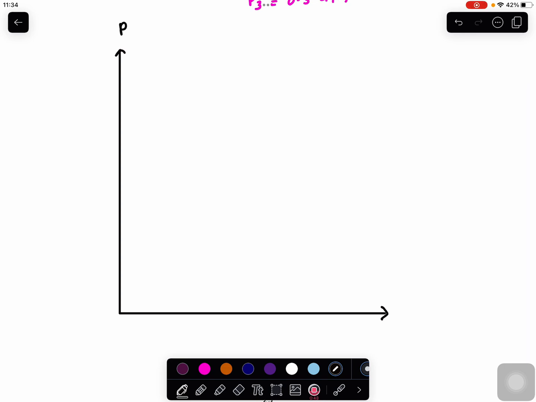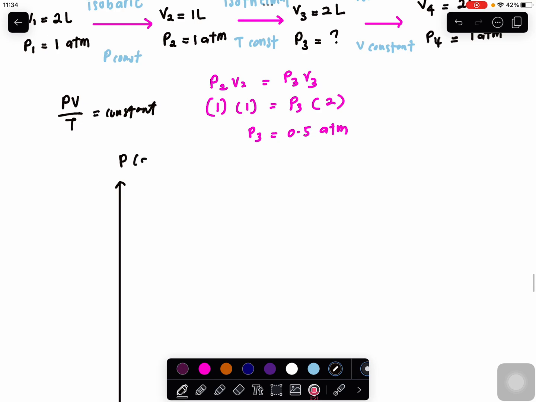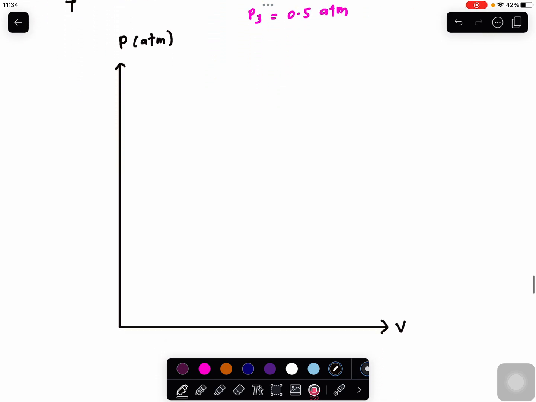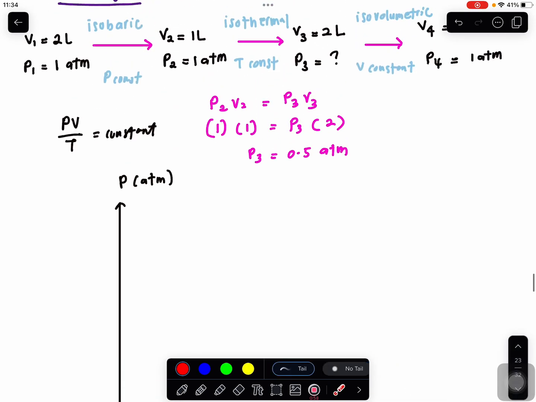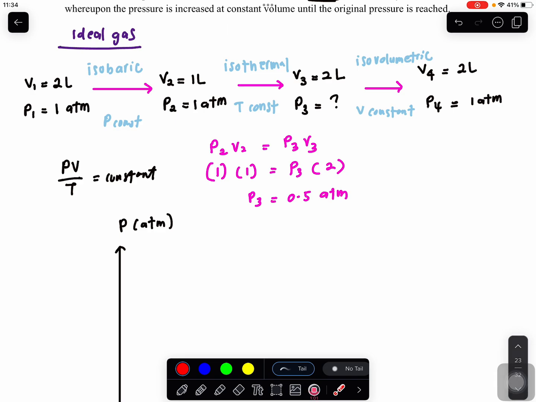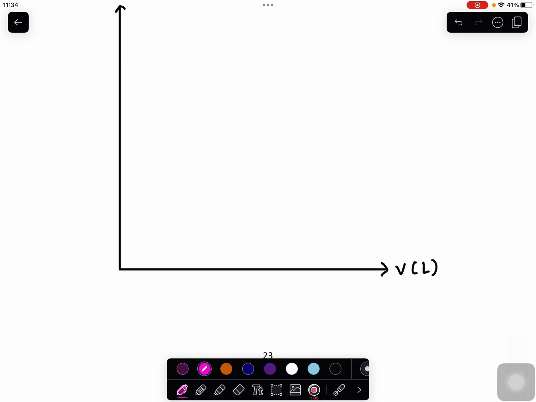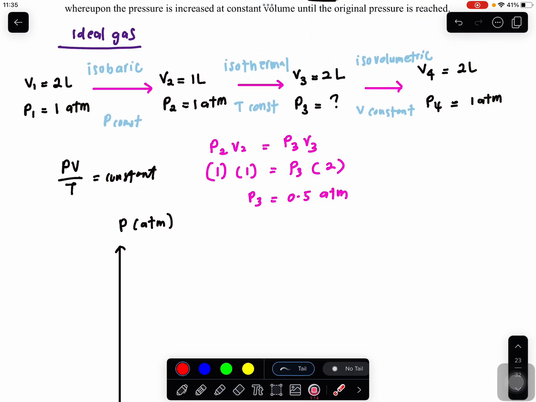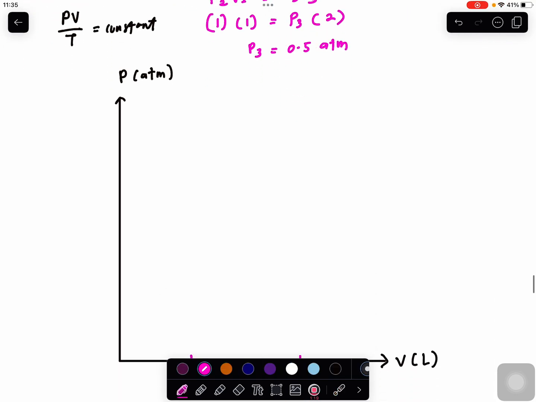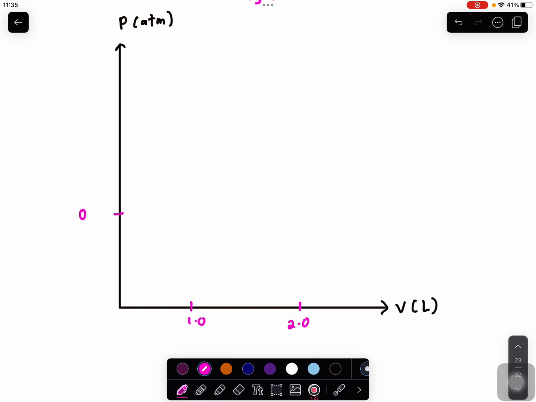Okay, P against V. So P dia bagi dalam ATM, V pula dia bagi dalam liter. So guna je lah value yang dia sudah bagi. Okay, so dekat sini kita tengok V kita ada 2, 1, 2, 2. So kita label 2 dan 1 sahaja. Okay, 1 liter dan 2 liter. Okay, untuk pressure pula kita ada 1, 1, 0.5, 1. So kita label 0.5, this one 1 ATM.